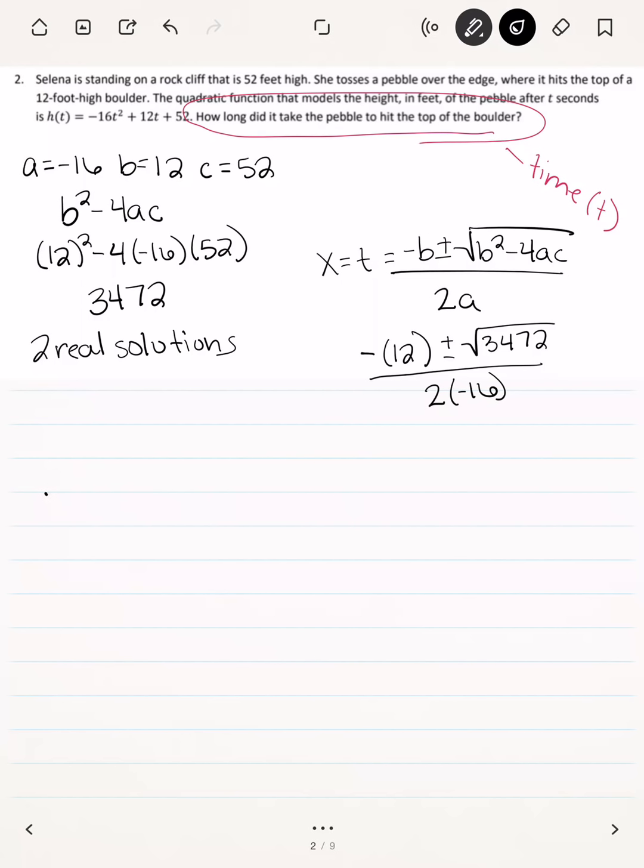So I'm going to start simplifying stuff. I get negative 12 plus or minus, and I'm going to actually take the square root of it this time because we're talking about time. I actually want to know the value, and I'm going to round to 2 decimal places. So I get 58.92, and then 2 times a negative 16 is a negative 32.